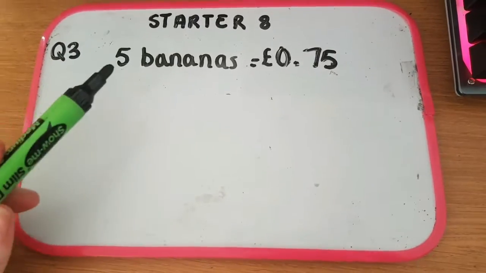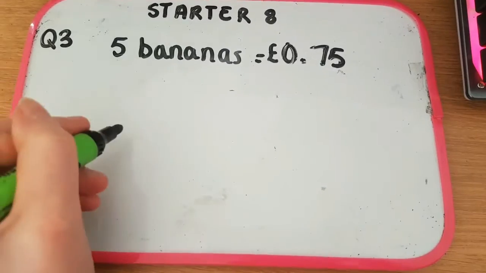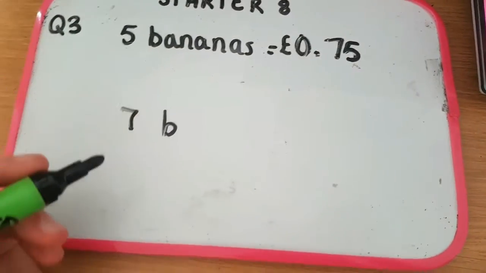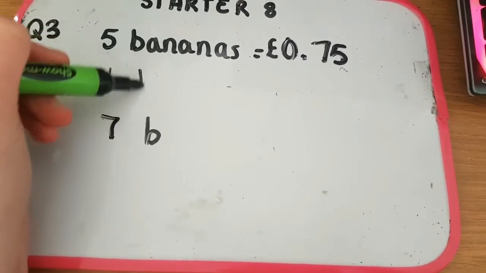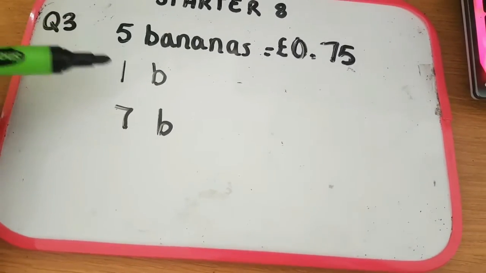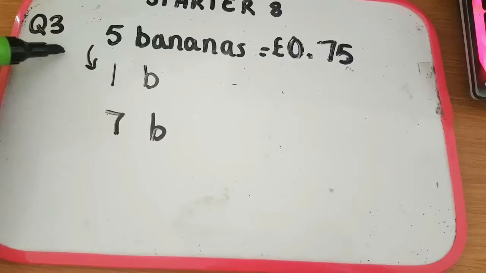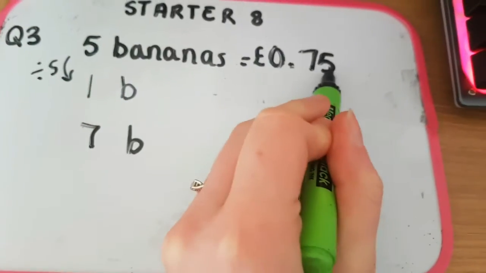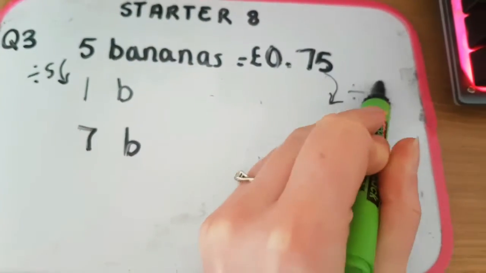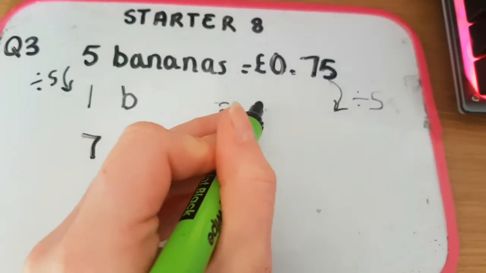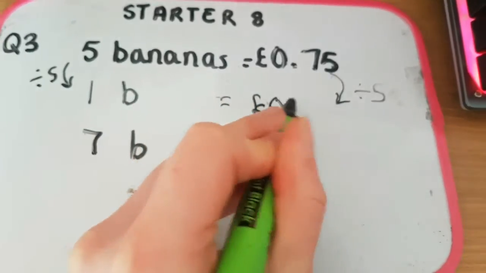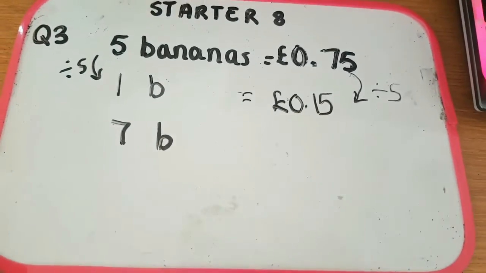Question 3, we are given the price of 5 bananas, but we want to find the price of 7 bananas. So in order to do this, we have to find the price of a single banana on its own. To go from 5 to 1, I've had to divide this side by 5, and the same applies to this side, so I have to divide this price by 5 as well. 0.75 divided by 5 is equal to 0.15, so I know that one banana costs 15p each.